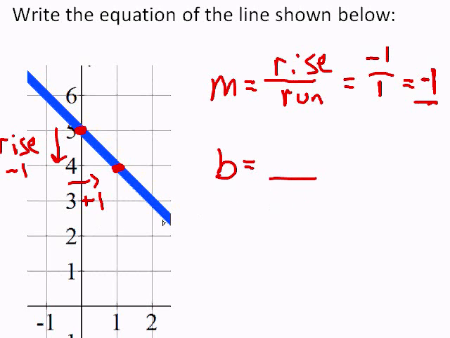What about our b value? That's where it crosses the y-axis. Where does the line cross the y-axis? It crosses at 5. So my b value is 5. Which means the equation of my line is y equals -1x, and that's a +5.